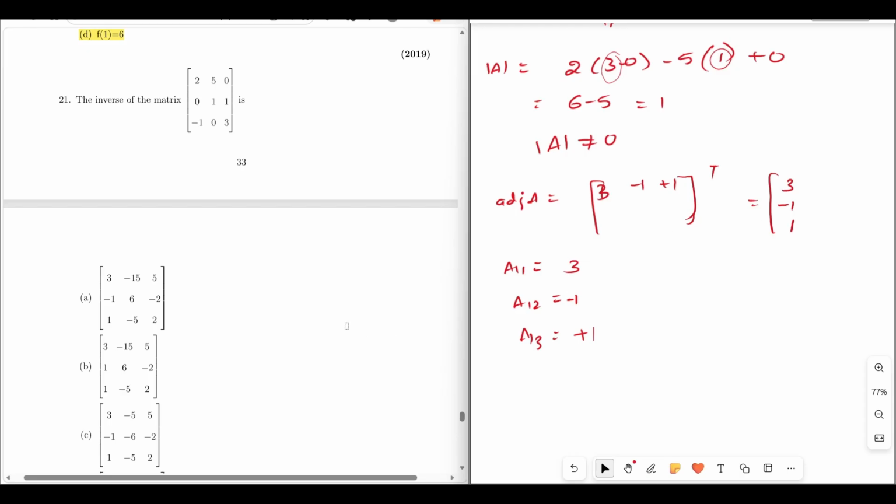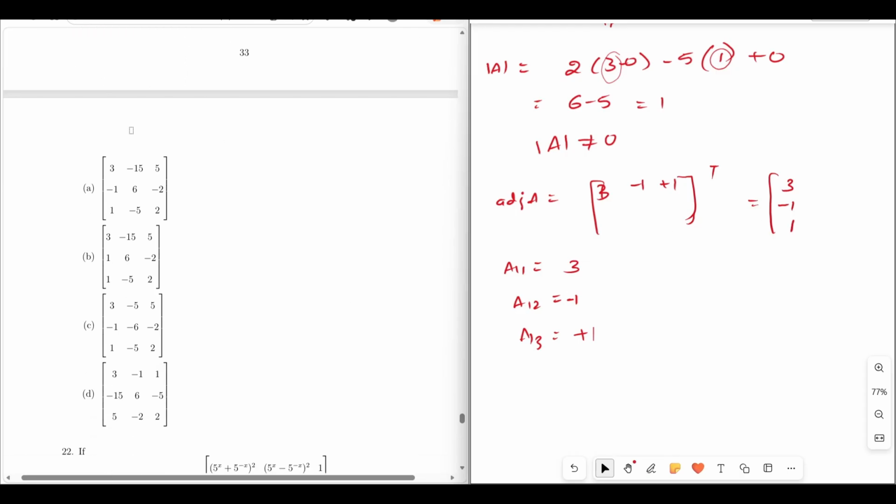Now look into the options and start eliminating the option which is not correct. When we look into this, the first option is 3, minus 1, 1. So this may be the answer. Second option, 3, 1, minus 1. No, it is not correct. Again, 3, minus 1, 1.